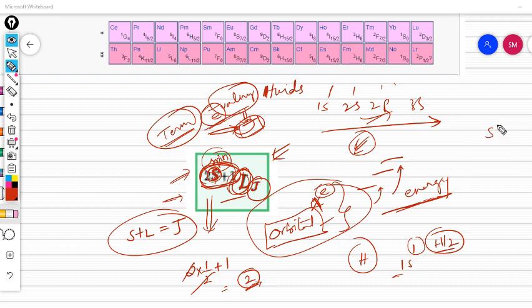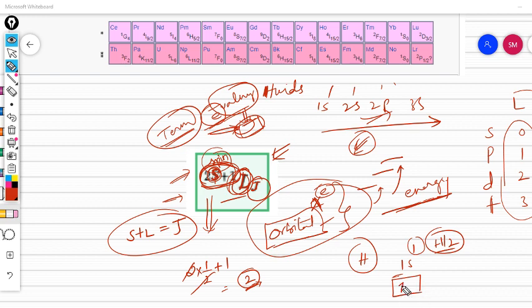If it is an s orbital, the L value, the orbital quantum number, will be 0. If it is a p orbital, it is 1. If it is a d orbital, it is 2. If it is an f orbital, it is 3. So how are we going to derive the orbital quantum number, the L value?